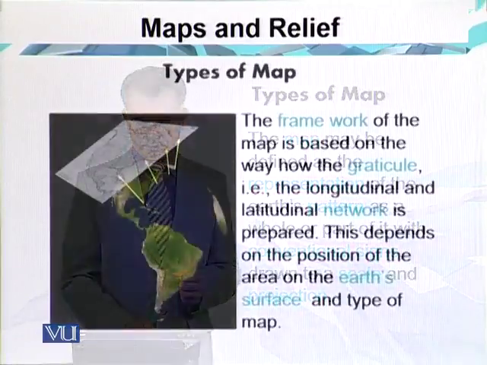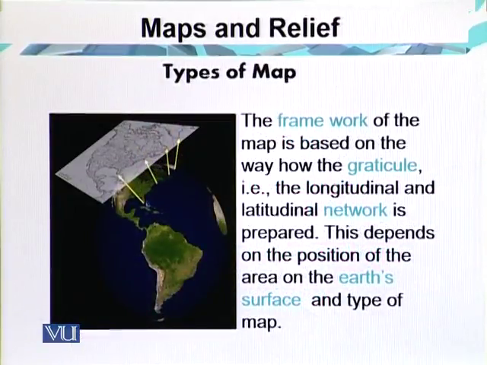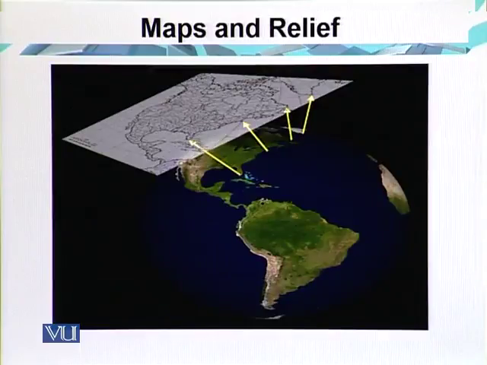area. Now the framework of the map is based on the way the graticules, either the longitudinal and latitudinal network, is prepared. This depends on the position of the area on the Earth's surface and the type of the map. So when we are defining a map of a particular area or region, each and every point on it corresponds to the actual terrestrial or celestial position.